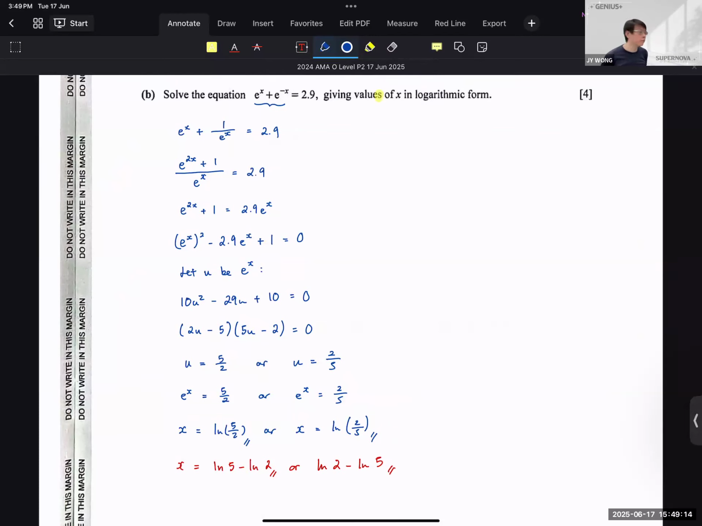So for 4 marks, actually quite straightforward. I don't think any of the questions we have done thus far is remotely even challenging.